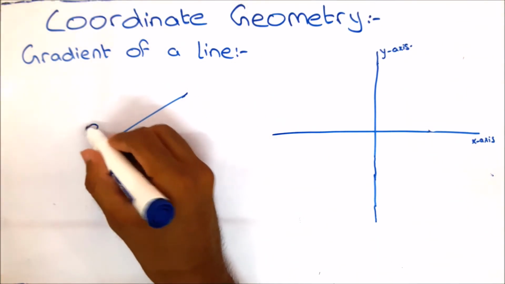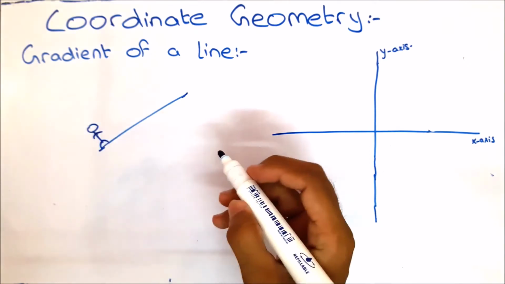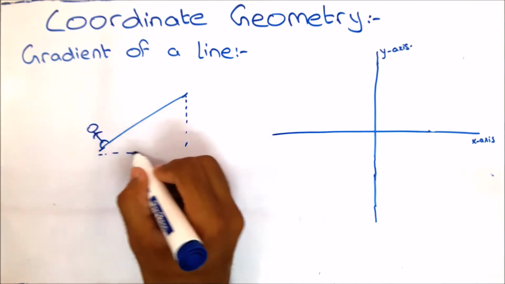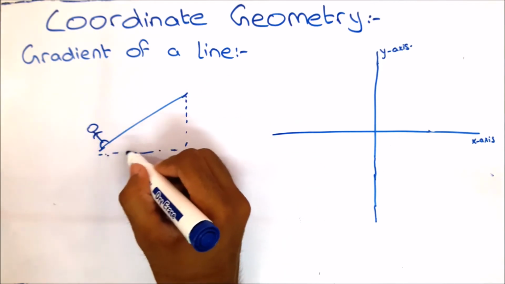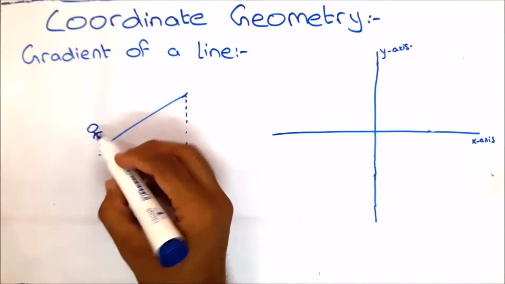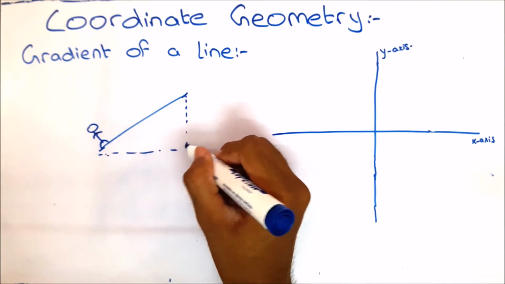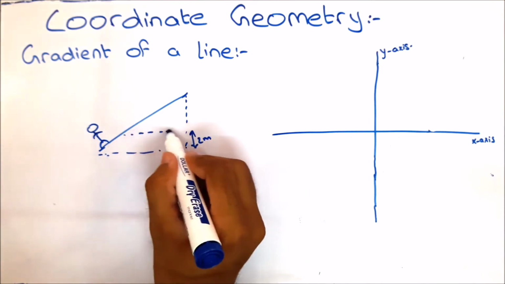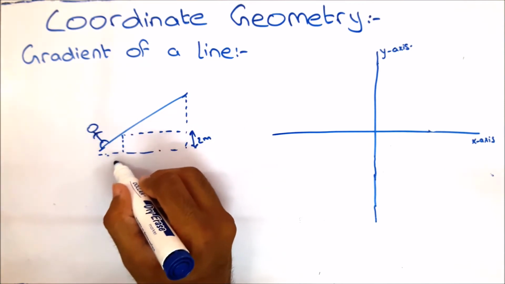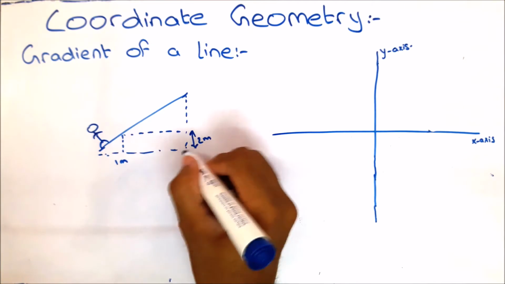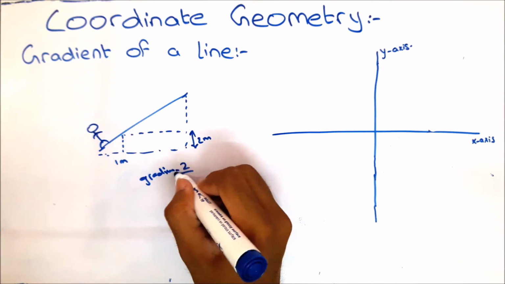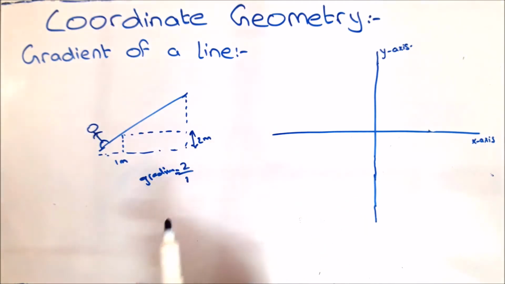Suppose a runner is going up the hill. The rise over run is how much height he gains while he covers a certain distance in this direction. Like if he gains 2 meters of height and at the same time he covers 1 meter, this becomes rise over run, 2 over 1. Its gradient is 2. Okay, so how do we find the gradient of a line on an xy plane?